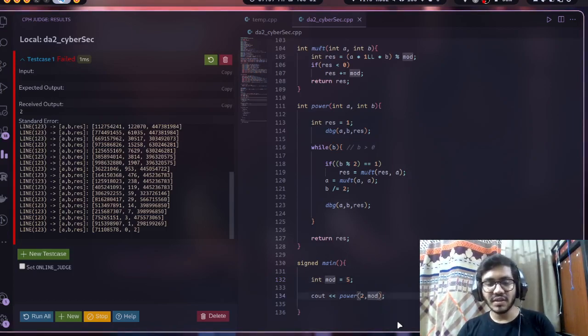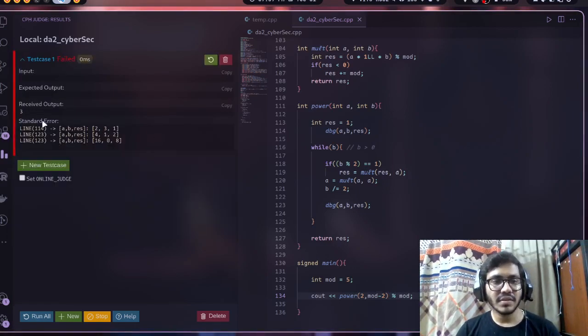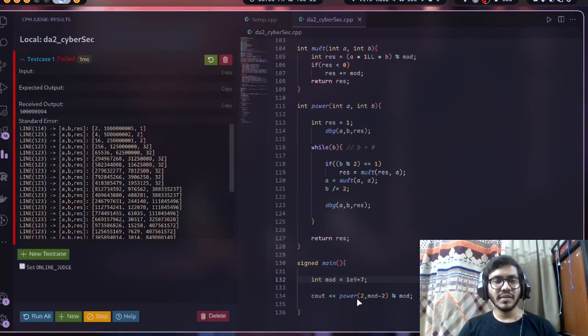So mod is 5 and 2 raised to the power mod minus 2, we'll print it modulo the mod. So this should be 3, right? 2 into 3 is 6, 6 mod 5 is 1. Similarly, you can calculate anything. Say, even you can calculate this for 10^9 plus 7. So 504. If you multiply it by 2, it becomes 10^9 plus 8, which modulo this gives 1.